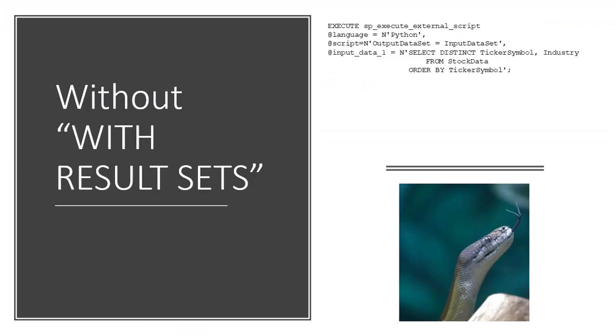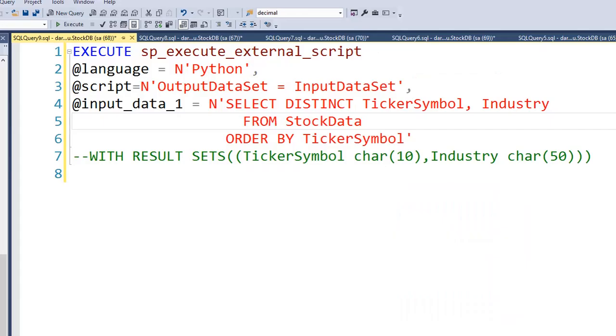Let's contrast the previous query to this one, which is nearly identical, but we took out the WITH RESULT SETS. So we see here that the query ends at ORDER BY ticker symbol. Here is the query in SQL Server. We have commented out the WITH RESULT SETS here. So we will execute it and we'll notice some differences right away.